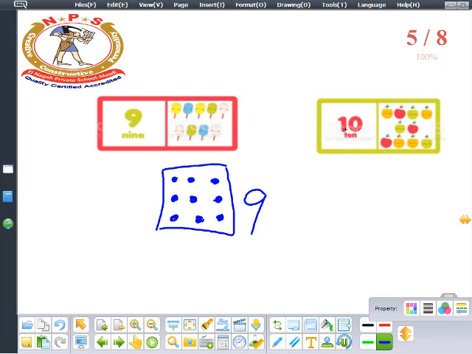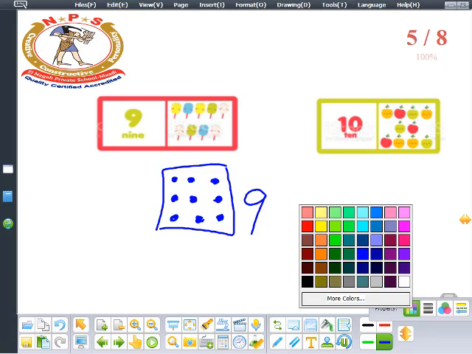Well, what about the last one? How can we know that they are 10? This is number 10. We find 4 up, 4 down, 2 in the middle. We can find it like that, or we can find it in another way.